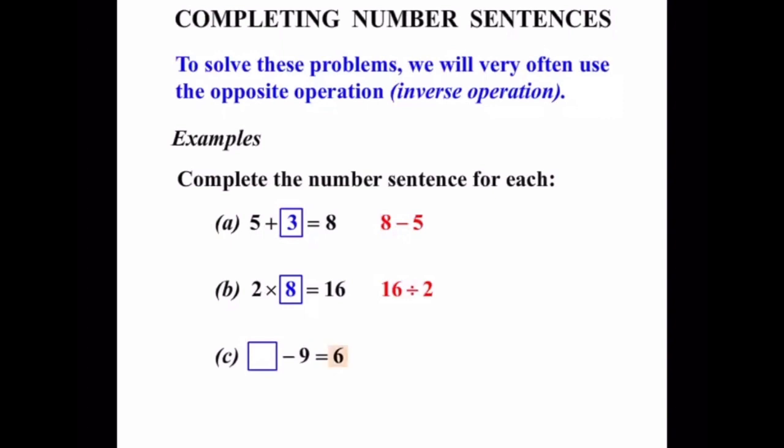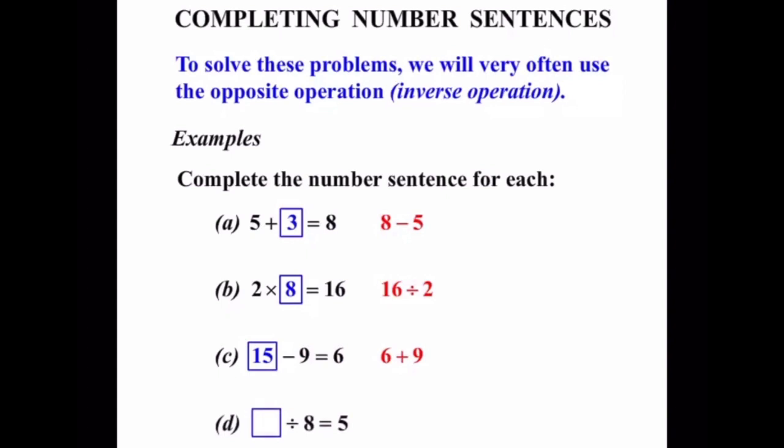Excellent. The next one. Something minus 9 equals 6. All right, so we're finishing up with 6. So let's start with that. Do the opposite. Minus, opposite of minus, is plus 9. So we'll have 6 plus 9. We work that out and we get 15. Now let's see whether that's true. 15 minus 9 equals 6. Yes, it is true.